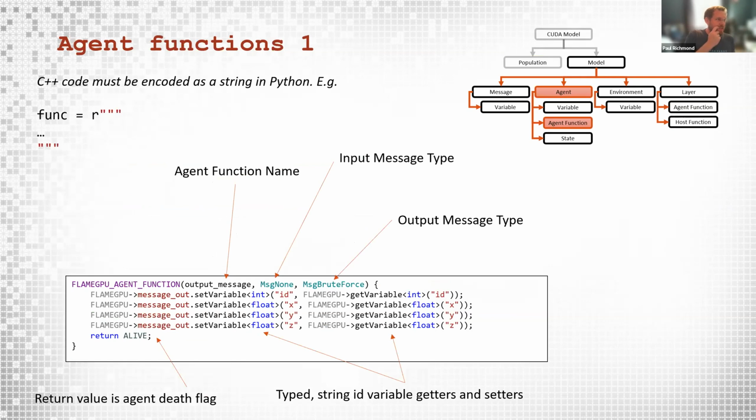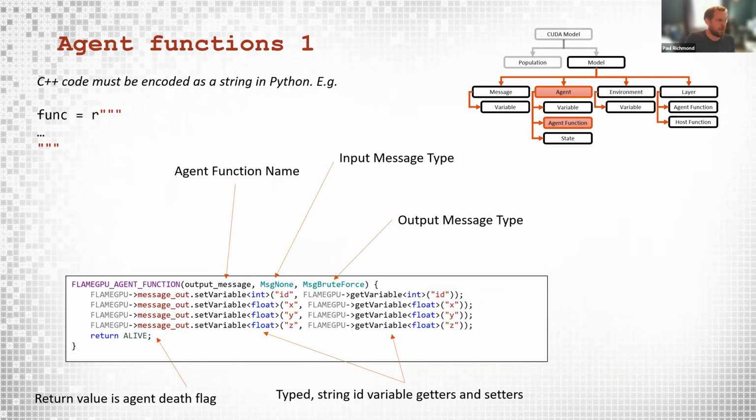I mentioned agent functions need to be encoded as a Python string. So this is what those look like. This is C++ code, but it is compiled at runtime. When you specify this within Python, it's compiled at runtime and linked against the FLAME GPU library, so that it can be executed when you call simulate.